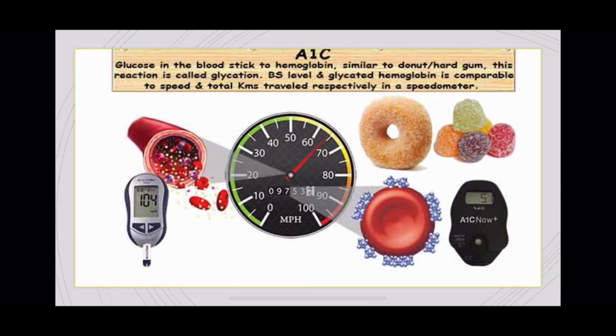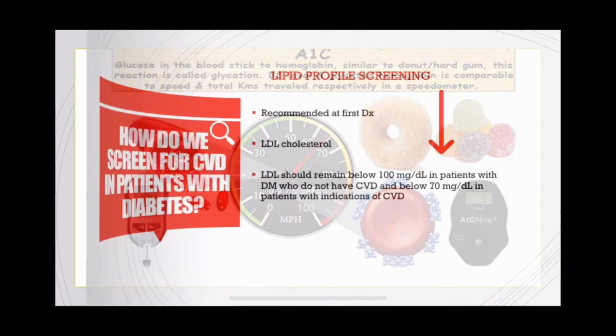Glucose in the blood sticks to hemoglobin similar to donuts or hard gum. This reaction is called glycation. Blood sugar levels and glycated hemoglobin are comparable to speed and total kilometers traveled, respectively, in a speedometer. So here's just a visual of that.